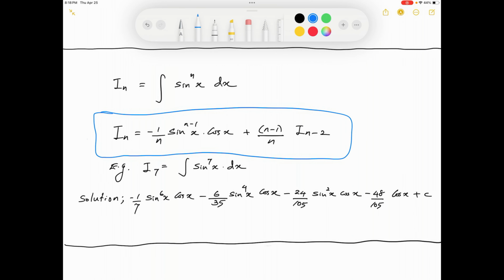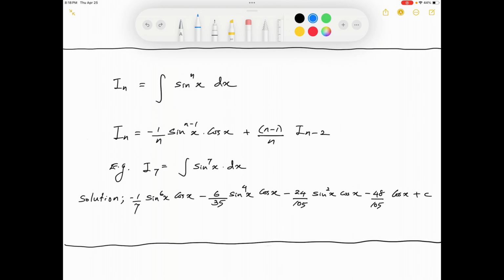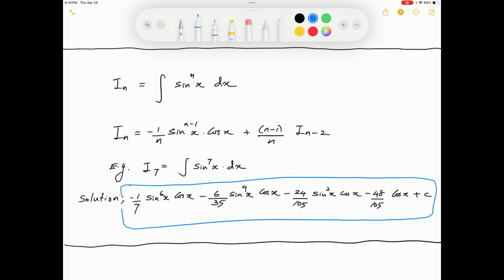So with each iteration of this formula, we can reduce the given nth power of the sine function to be integrated by 2. And we also discussed an example that was to integrate I7, that means integration of sine 7th power. And we completely solved that problem, and this was the answer that we obtained. This answer is somewhat long. There's no other issue with this answer other than it being super long.